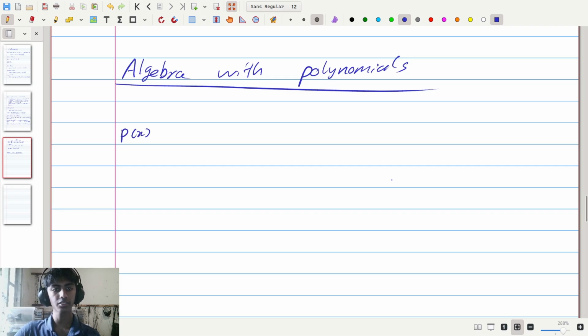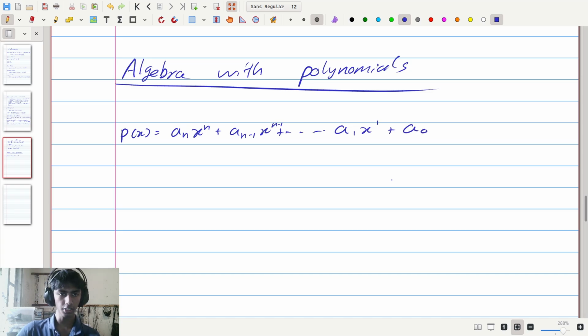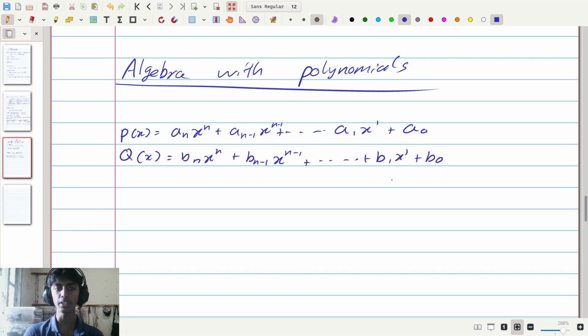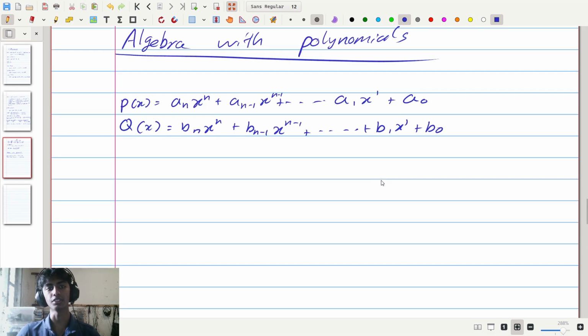Suppose that p of x is a_n x to the n plus a_(n-1) x to the n minus 1, this whole thing all the way down to a_1 x to the 1 plus a_0. And suppose that q of x is the whole thing again. I'm going to speed up this part probably. So now that we have this, suppose these are the two functions.